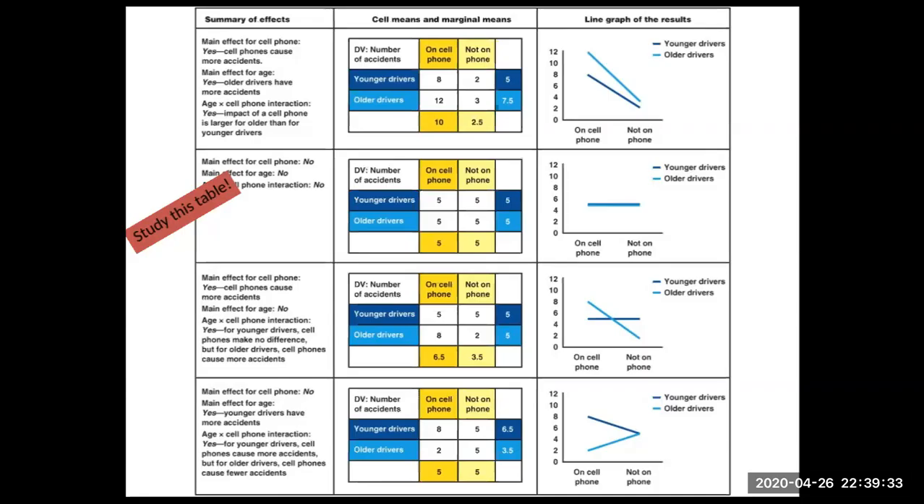How would we explain it? For younger drivers, cell phones cause more accidents. For older drivers, cell phones cause fewer accidents. Or you can say that younger and older drivers have the same number of accidents when they're not on the phone. Younger drivers have significantly more when they are on their phone. Either way, it works.